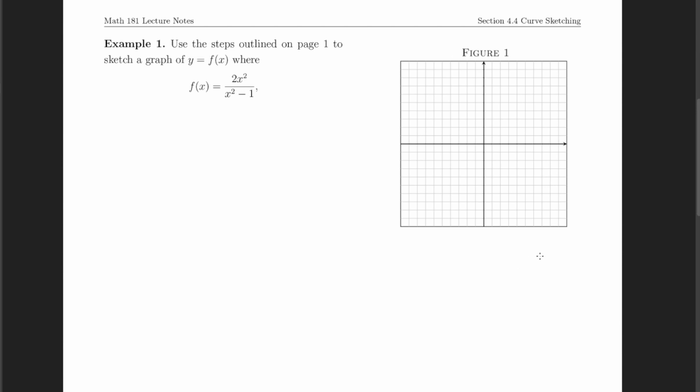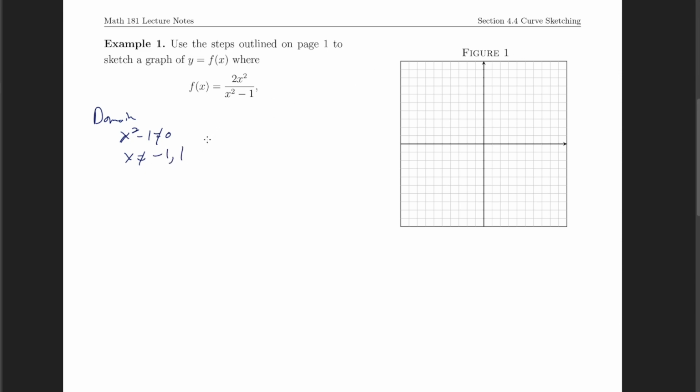So let's look at this. And so where's the domain? Well, I'm doing it in the order that the book's doing it. So the domain is everywhere except where x is equal to 1 or negative 1, because if that's true, the bottom ends up being 0. So the bottom part can't be 0, so x squared minus 1 cannot equal 0. That means x cannot equal negative 1 or 1.